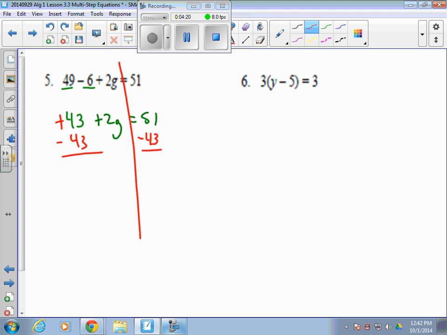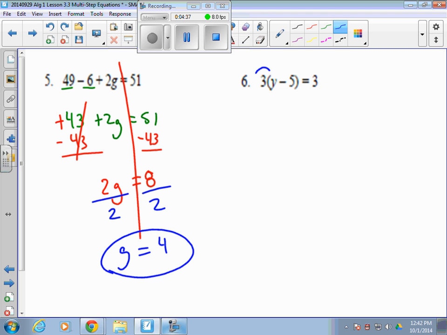So you have 8 left over on the right. Equals, all of this cancels out, you're left with 2g on the left. Get rid of 2 times g, that's the next step, by dividing by 2. You divide by 2 on the left, do it on the right. G is equal to 8 divided by 2, which is 4.